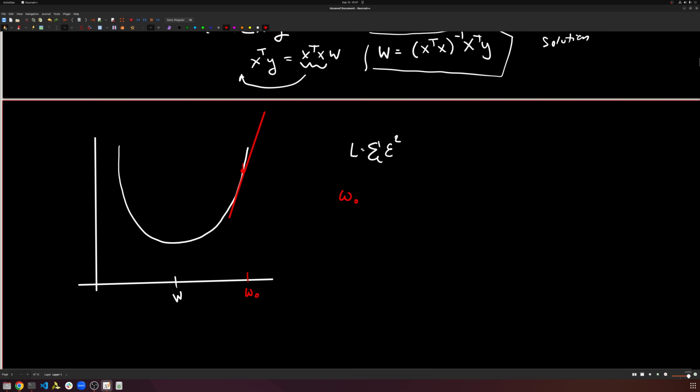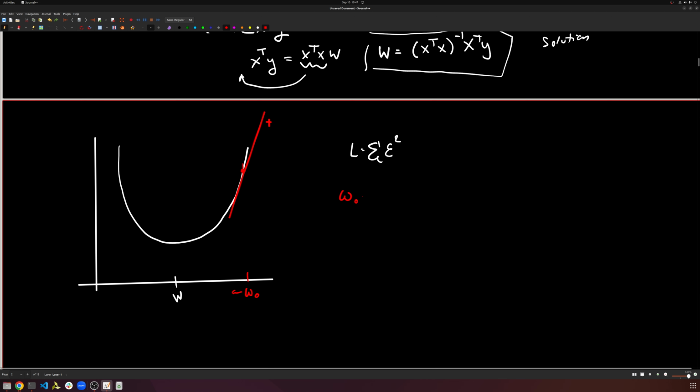And so first question is, is this derivative positive or negative? Well, if you go to the right a little bit, the line goes up. So this is a positive derivative, positive value. What we want to do is descend the curve, right? The correct answer is here. W is down here and we're up here. So we want to move a little bit in this direction, right?